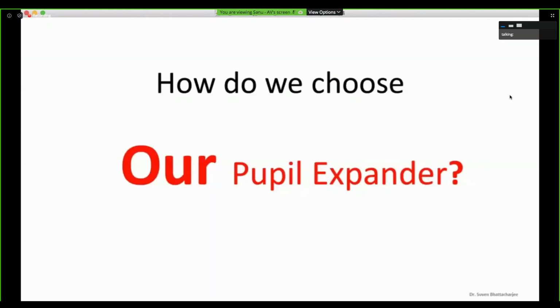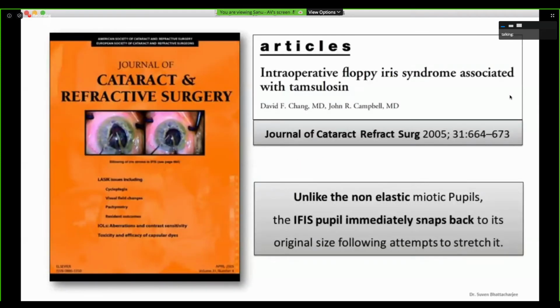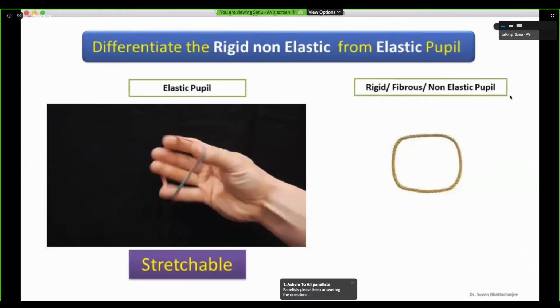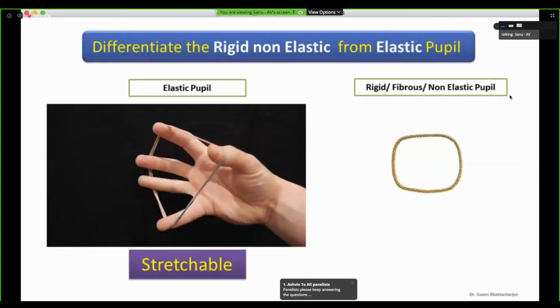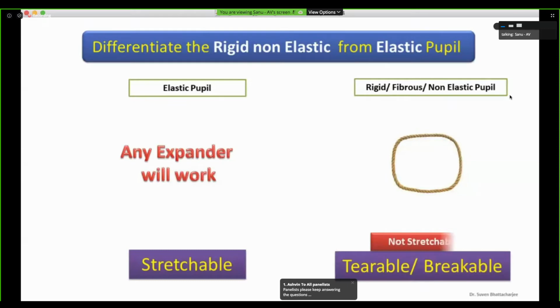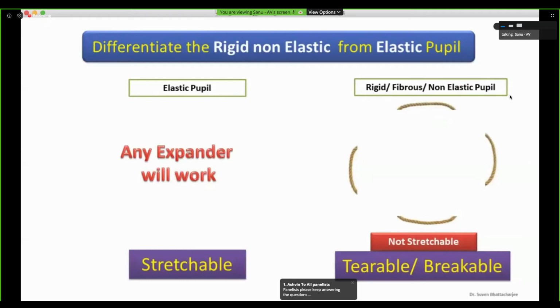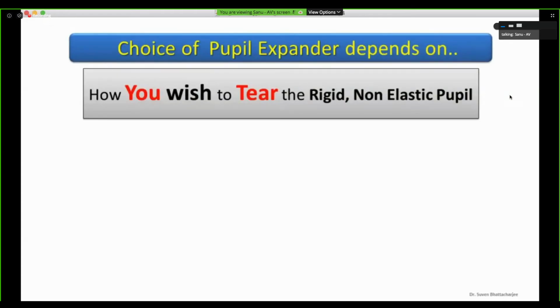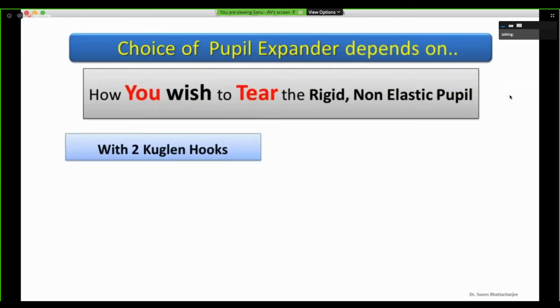So, how do we choose our pupil expander? Chang and Campbell published that unlike non-elastic pupils, the IFIS pupil immediately snaps back when stressed. Small pupils are of two types: elastic and non-elastic. The elastic pupil can be stretched like a rubber band and any pupil expander would work. The non-elastic one is like a string and can only be torn or broken with a strong, bulkier expander. The choice depends on how you wish to tear the rigid pupil.